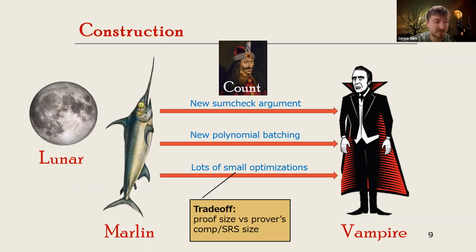With most of these small optimizations, we also see that there's a trade-off between the proof size and prover's computation time or SRS size. So in many cases, you can even turn off some of these optimizations and get a slightly larger proof, but then either a smaller SRS or smaller prover's computation time. I will mostly focus on this new sum check argument in this talk, because this is technically maybe the newest thing. However, in reality, many of the small optimizations accumulate and they actually give quite a significant difference.